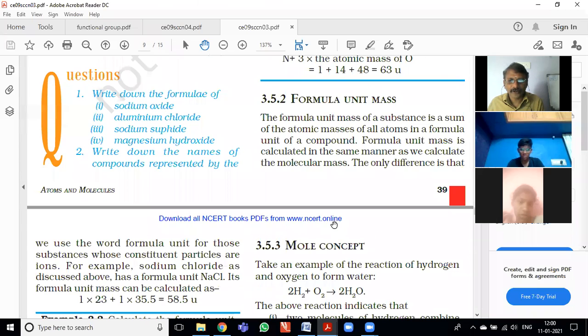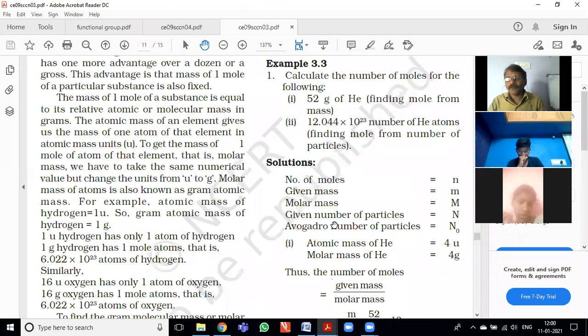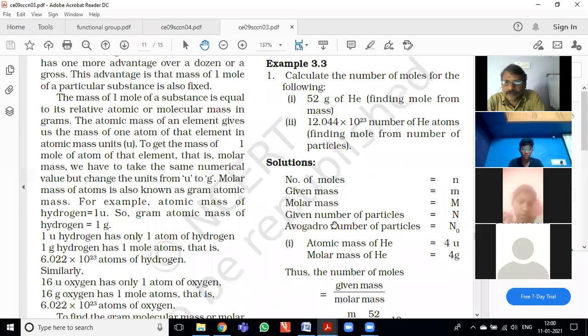So you see, we are doing the mole concept. Let's see this formula as an example. Calculate the number of moles for the following question: 52 grams of helium. 52 grams of helium is there. So you want to find the number of moles from the given mass.